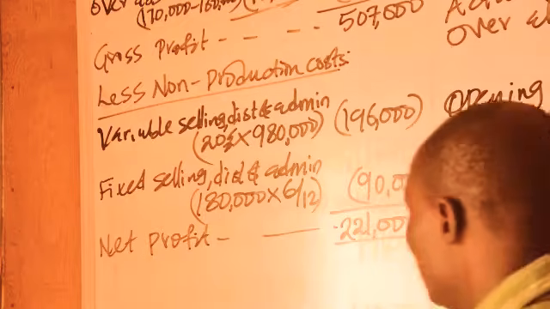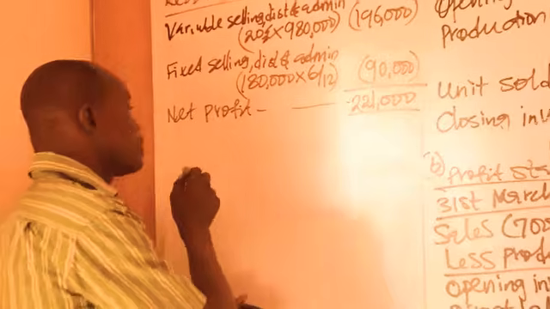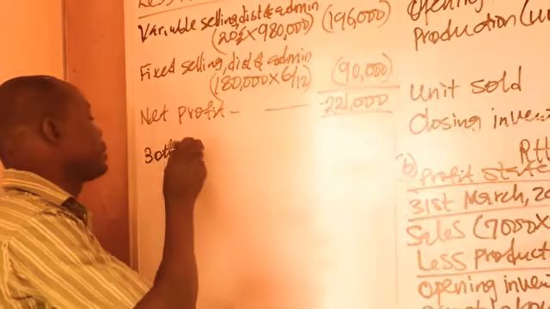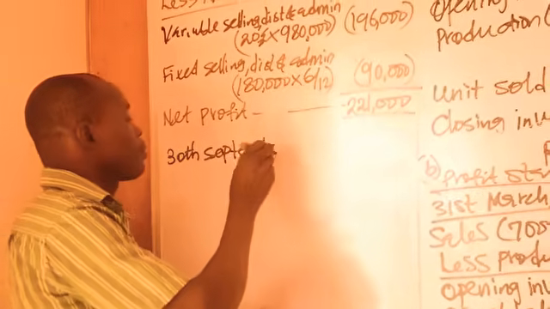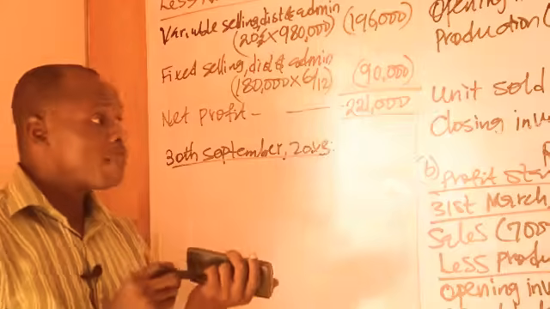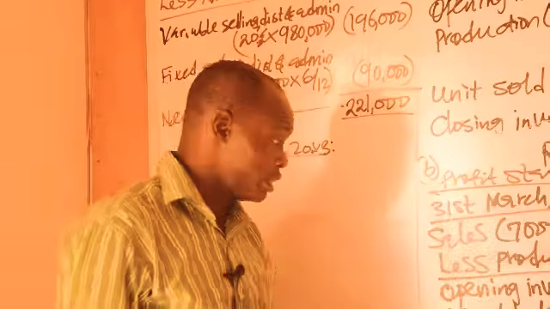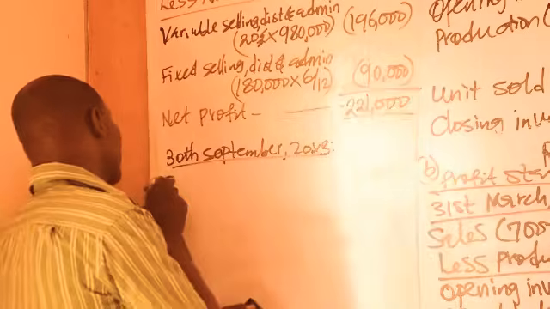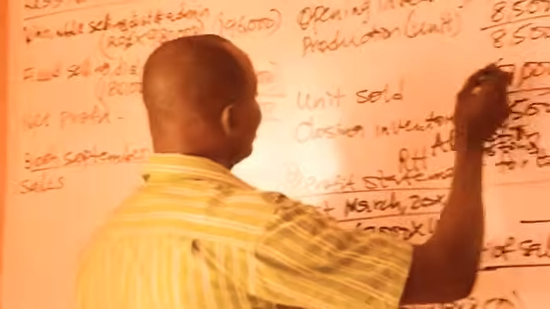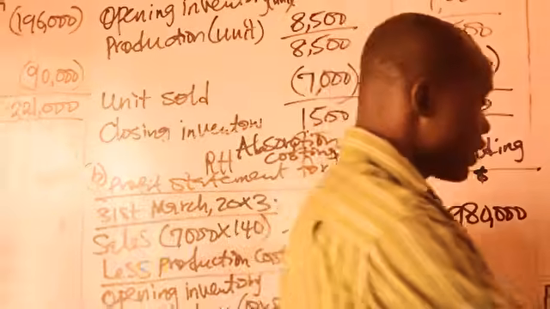Then you equally want to prepare the profit statement for the second 6 months, the one ending 30th September 20x3. The first issue will be sales. The number of units sold in the second period is 8,000, and that is the 8,000 we have here.